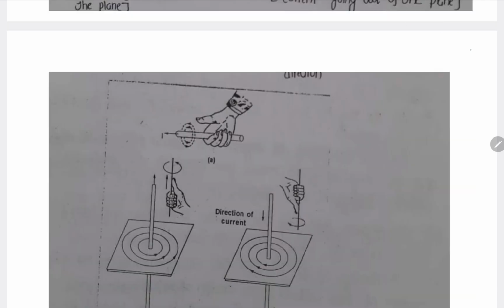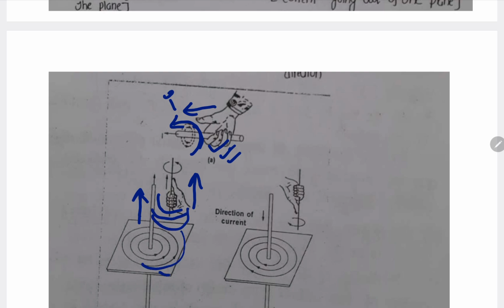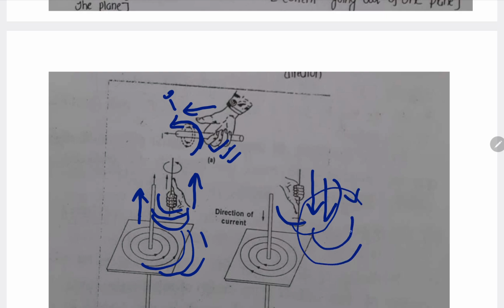In this diagram I am showing the right hand thumb rule. So this thumb we have to keep in the current direction, then these curling fingers will be representing the flux direction. You see curling fingers, so flux direction will be like this. You see current is going out of the plane. When current is going out of the plane, we keep the thumb in the current direction, then the flux direction will be like this. This is anti-clockwise direction. So current is going into the plane, then I keep the thumb in the current direction, then flux will be like this. So this is the clockwise direction.